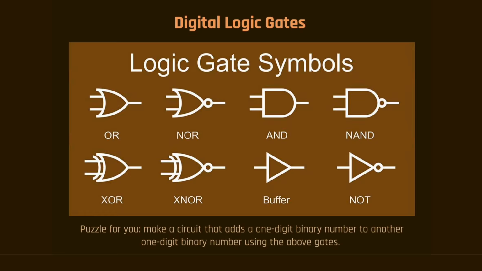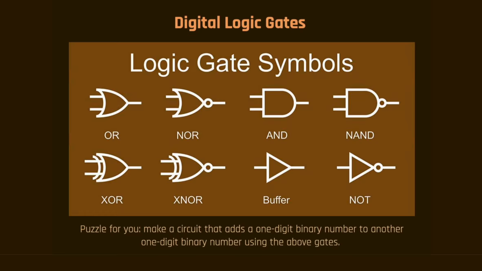The XOR gate is exclusive OR, which means exactly one of the numbers is a 1 and the other one is a 0. In that case, it will output a 1. And the XNOR gate will do exactly the opposite, outputting a 0 if exactly one of them is a 1 and the other one is a 0. So these are the different logic gates.